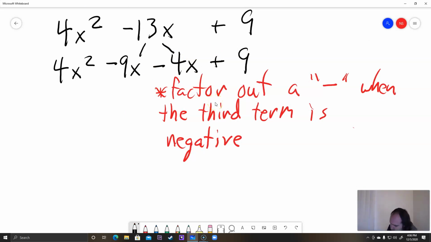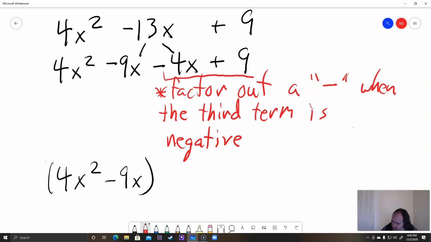Okay? So for grouping this, for the first two terms, we don't have to factor out a minus here. So for the first two terms, we're just going to write it as 4x squared minus 9x. But for the last two terms, for the negative 4x plus 9, we actually need to factor out a minus. So if you factor out a minus from your second group, then you're going to be left with 4x minus 9.